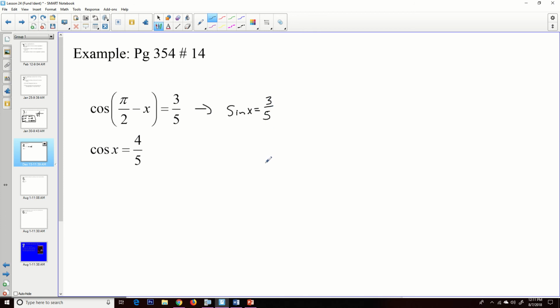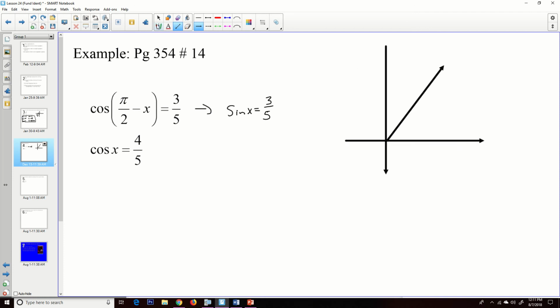over 5. Now again, if I'm thinking about it as the opposite over the hypotenuse and the adjacent over the hypotenuse, all of these values can only be positive in the first quadrant. So we're talking about a fairly straightforward Pythagorean triple triangle here, where the adjacent side is 4, the opposite side is 3, and the hypotenuse is 5. And this angle right here is x. And that makes finding the rest of those values fairly easy.